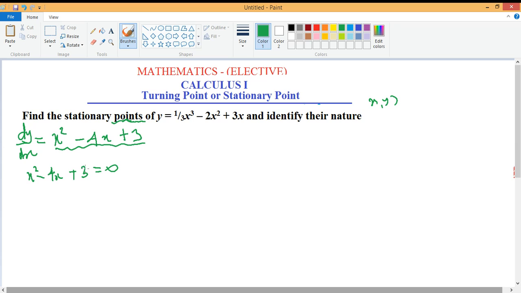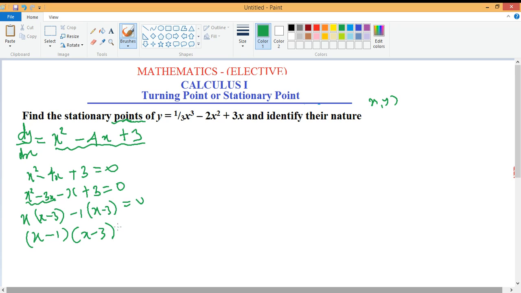Two numbers that when you multiply, you get 3, and when you add, you get -4. The numbers are -3 and -1. When you multiply them, you get +3, but when you add them, you get -4. We factorize the first part: x comes out, we have x minus 3. The common thing here, we'll factorize -1 out. We have x minus 3 is equal to 0. So we have (x minus 1)(x minus 3) is equal to 0. So straight away, x is equal to +1 or 3.